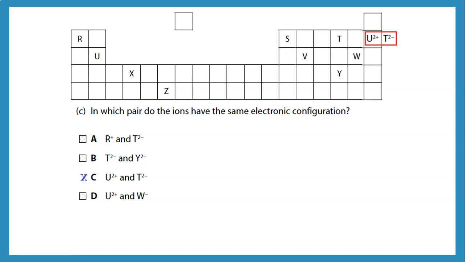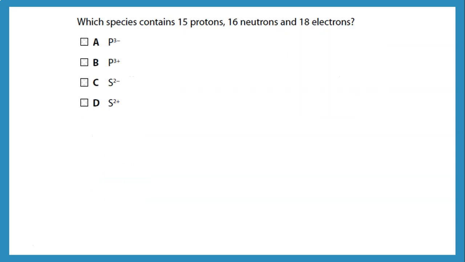If you look at U2 plus and W minus, no, U2 plus will have an electron configuration like neon, but W will have a different electron configuration.